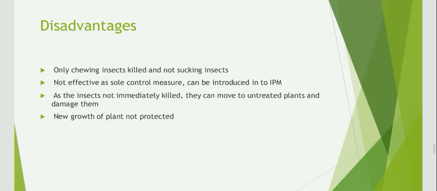Disadvantages: only chewing insects are killed and not sucking insects. Not effective as a sole control measure, but can be introduced into IPM. As the insect is not immediately killed, they can move to untreated plants and damage them. New growth of the plant is not protected.